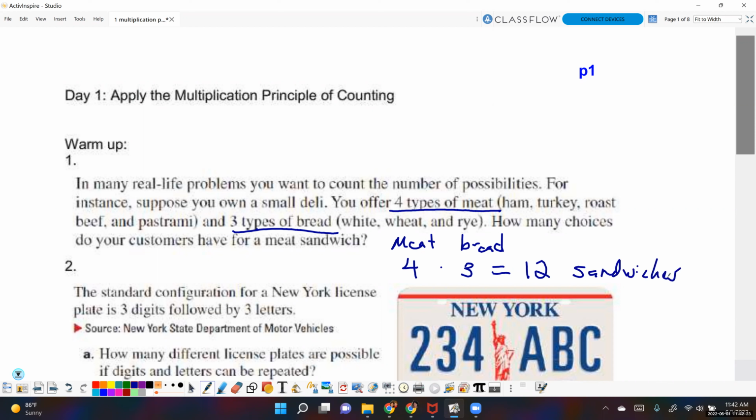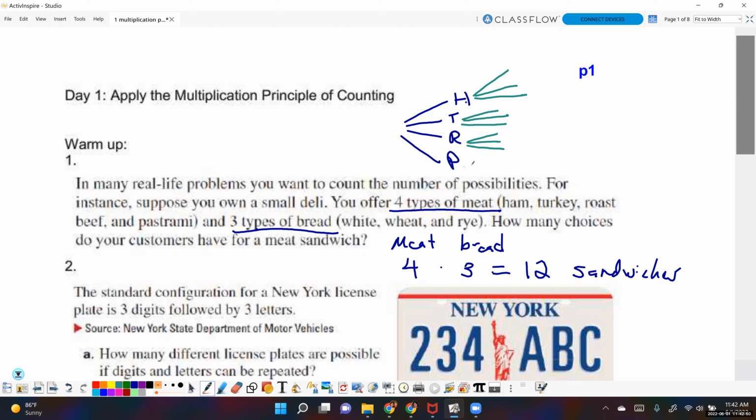And again, I could totally make a tree diagram: 1, 2, 3, 4 meats, like ham, turkey, roast beef, pastrami, and then off each, I'm only going to do it off the ham, so otherwise it gets really crowded. I could show you white, wheat, rye. So I have 3 branches here, and then if I did white, wheat, rye, white, wheat, rye. I have 12 branches total, which represents my 12 sandwiches.